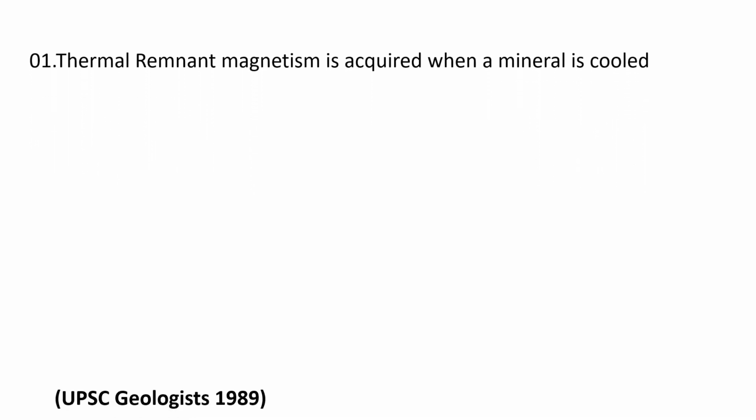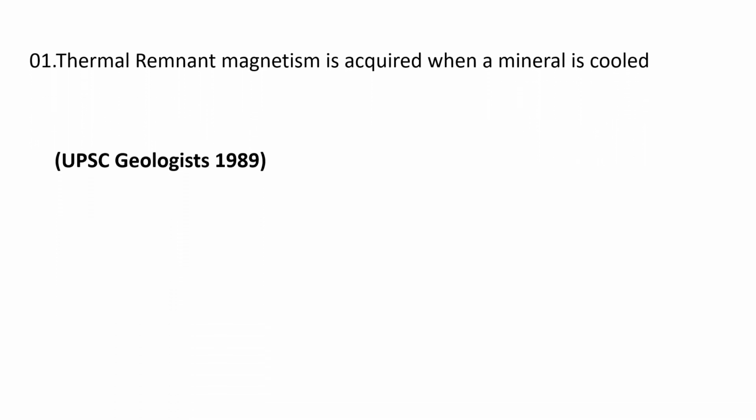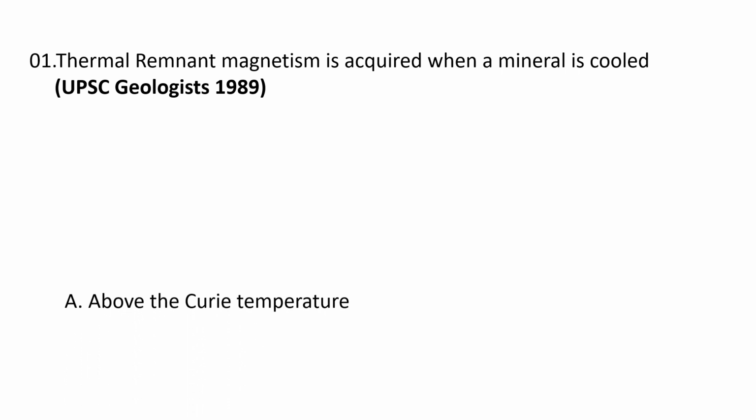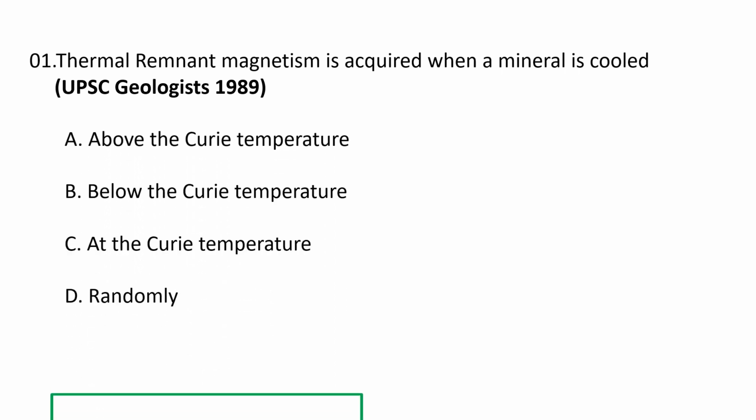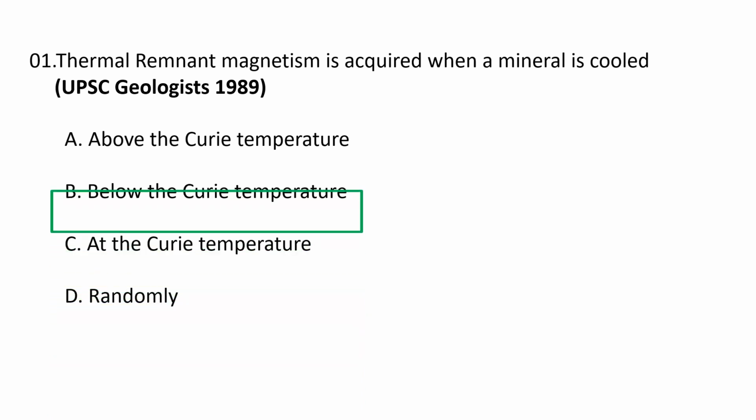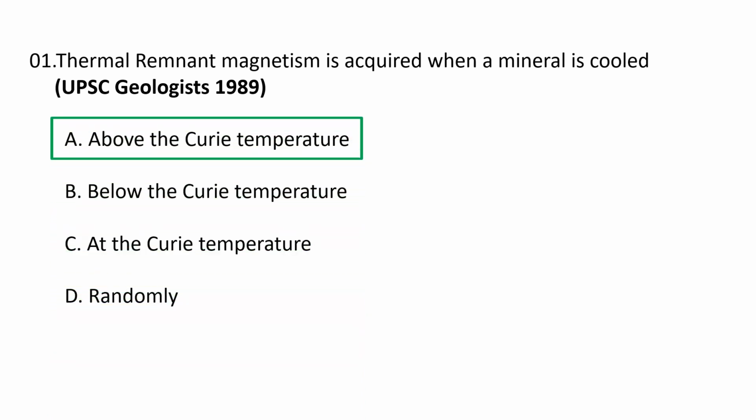Thermal remnant magnetism is acquired when a mineral is cooled: A. Above the Curie temperature, B. Below the Curie temperature, C. At the Curie temperature, and D. Randomly. Thermal remnant magnetism is acquired when a mineral is cooled above the Curie temperature.